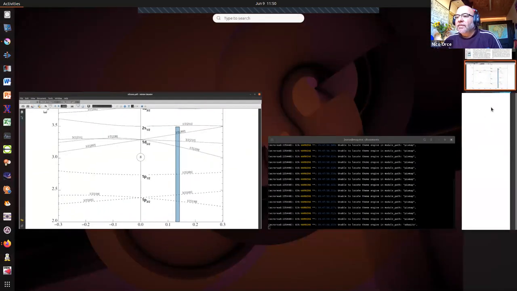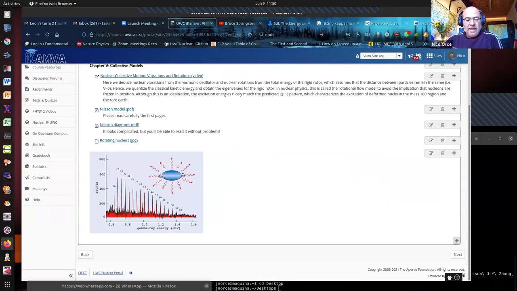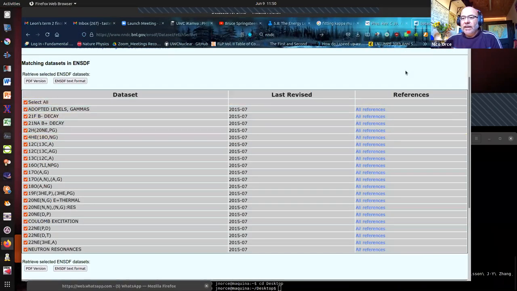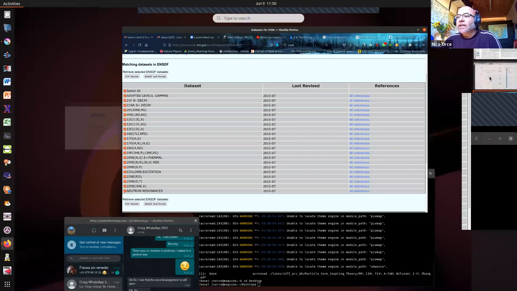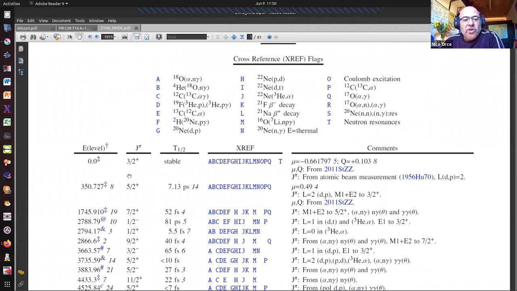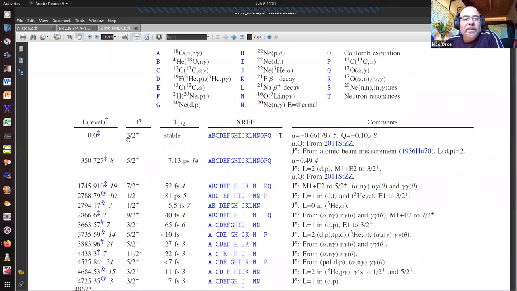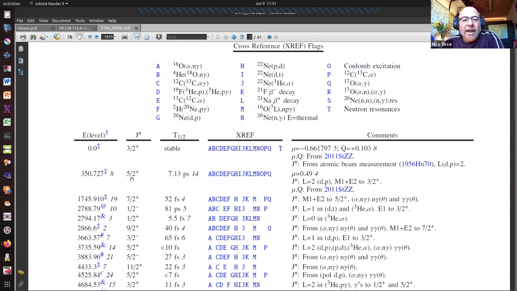In the A and the C. So the data that we collected here is actually here in the same plot. So we have that the ground state is at 3/2+, and the next one is a 5/2+.